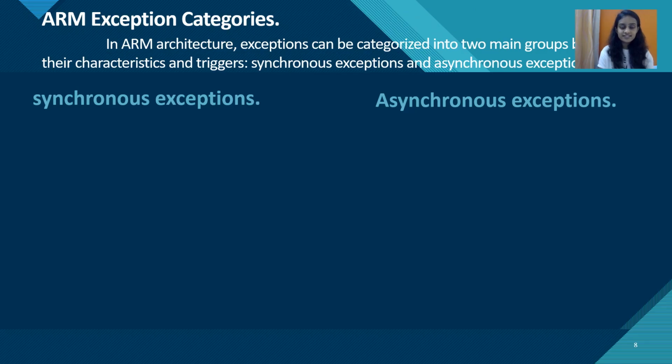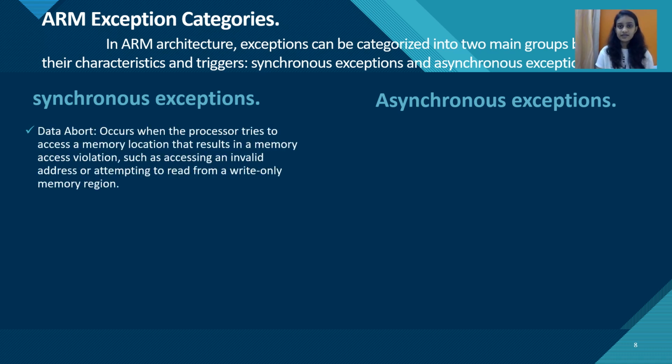So here we can see the ARM exception categories. In ARM architecture, the exceptions can be categorized into two main groups: synchronous and asynchronous. In synchronous, data is transferred in the form of blocks or frames, but in asynchronous, the data is transferred in the form of characters or bytes.